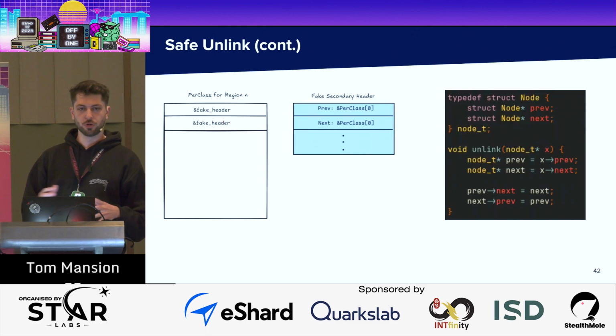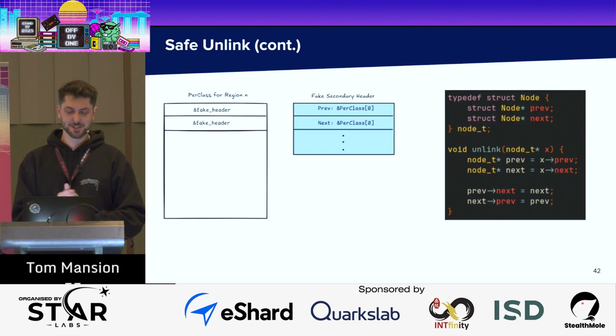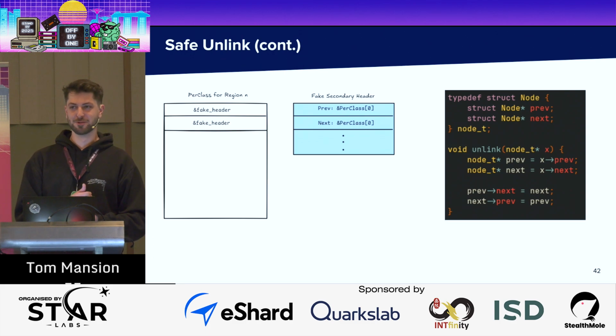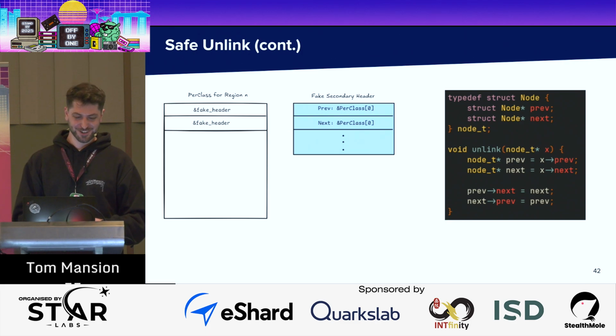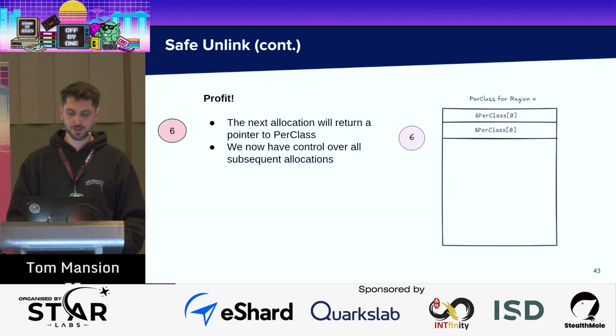So here, just a quick reminder of how unlinking from a linked list works, right? We're going to remove our chunk from the linked list, so we set our next chunk's previous pointer to our previous pointer, and our previous pointer's next pointer to our next pointer. Basically, if you follow the code here, you will see that what happens is that we put the address of the local cache inside the local cache itself, right? So then the next allocation will basically return a chunk that overlaps this local cache, and we get control over all subsequent allocations. So this is quite powerful.